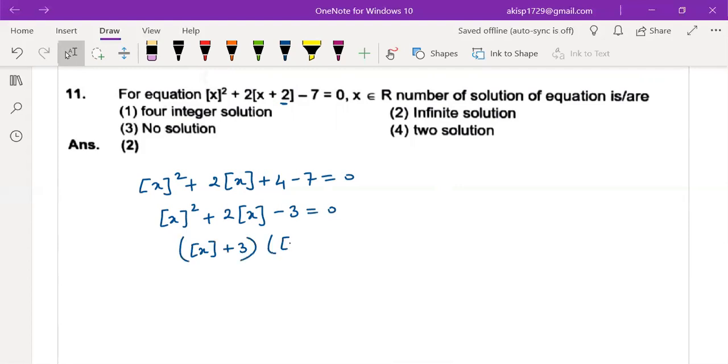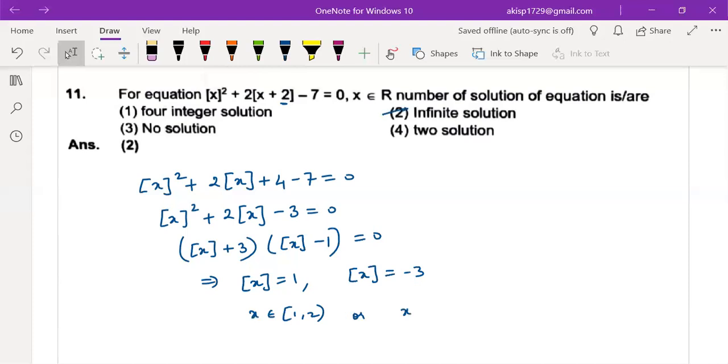So this is going to imply greatest integer of x is either 1 or greatest integer of x is minus 3. If greatest integer of x is 1, this itself tells me that x belongs to everything from 1 to 2. So here only I can say that there are infinite solutions. Or you can also have x from minus 3 onwards, so x can also belong from minus 3 to minus 2. So that's also adding up to more infinite. So in this case I'll have infinite solutions.